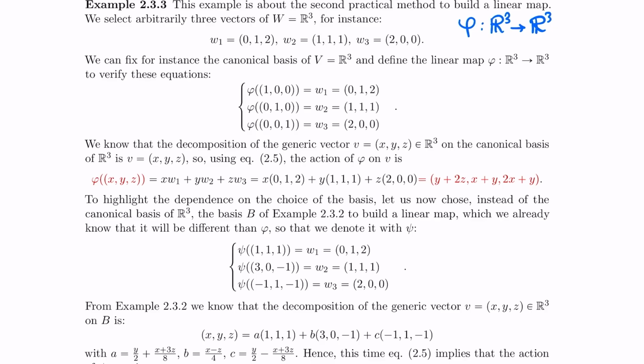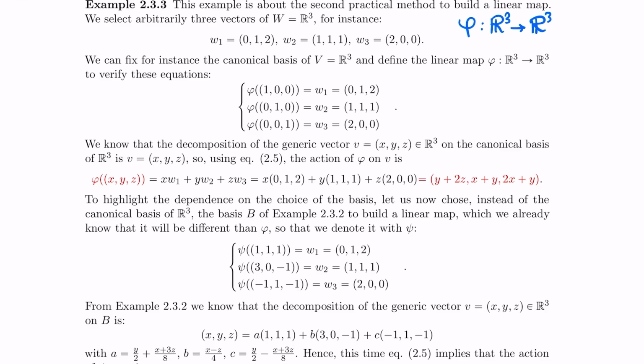This job is of course simplified by the fact that the decomposition of the generic vector v written as (x, y, z) on the canonical basis is (x, y, z). Hence, using the equation that is written in the second practical method to extend the definition of a linear map, we find that phi of (x, y, z) is simply written as x times this vector here, plus y times this vector here, plus z times this vector here. By performing the computations, we arrive at the generic expression of this endomorphism.